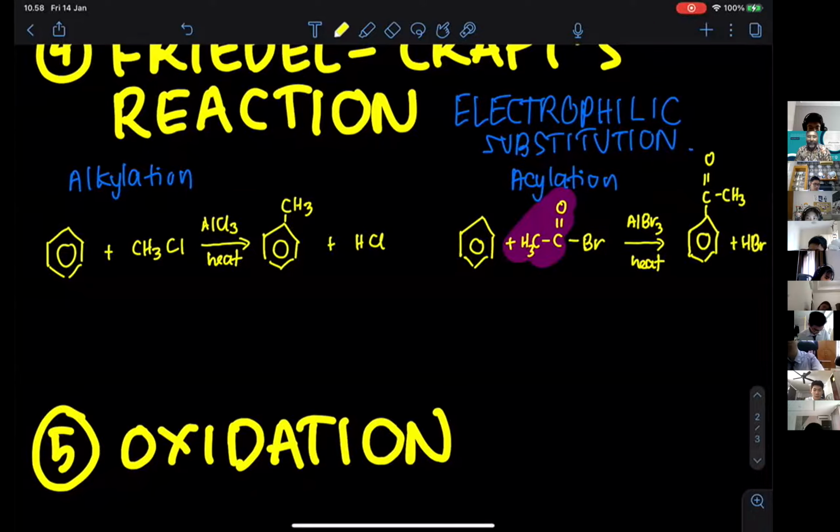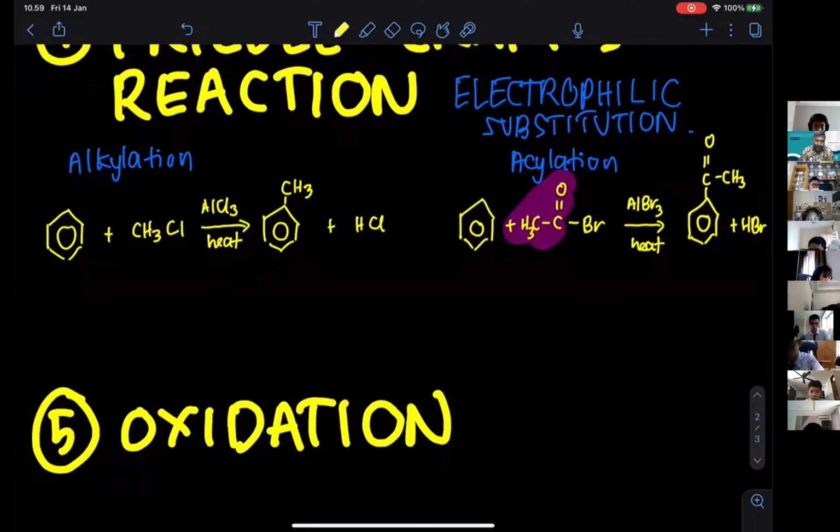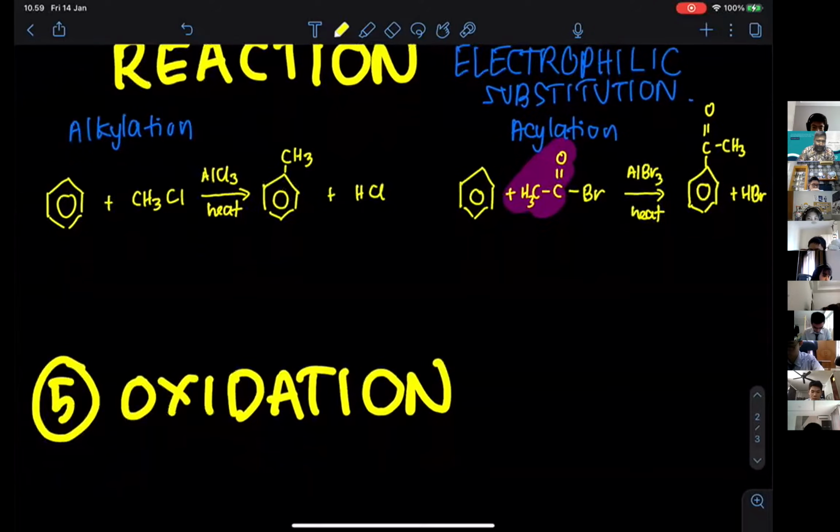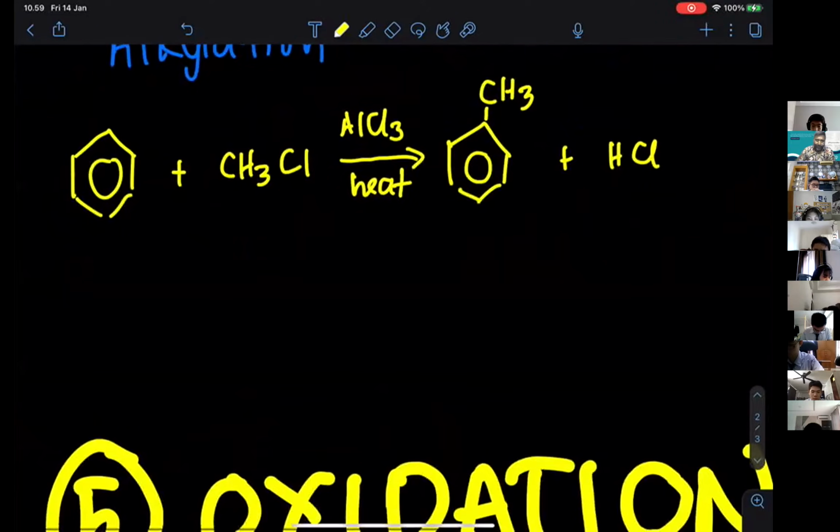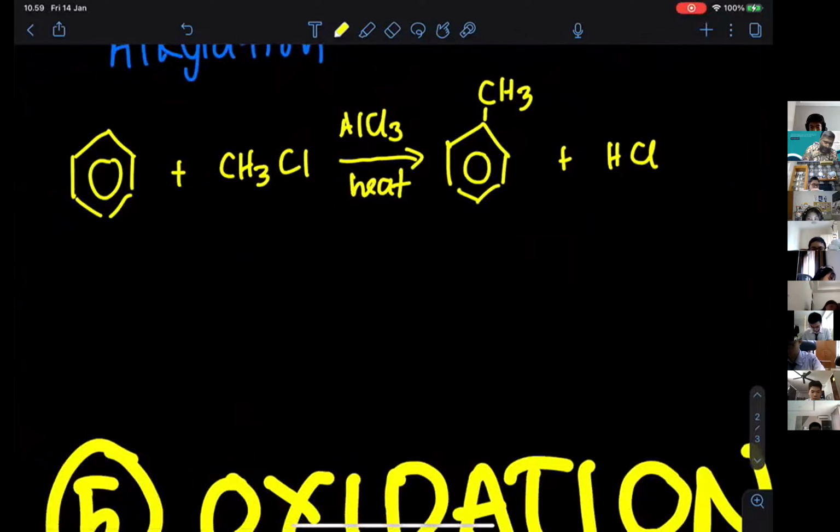And of course, we need to know the mechanism of the reaction. I will show you the mechanism for the alkylation. For acylation, it's still the same. I think last time I showed you the mechanism for acylation. Now I will show you the mechanism for alkylation. It's still the same. So first, what happened? You will have CH3Cl coming closer to AlCl3.